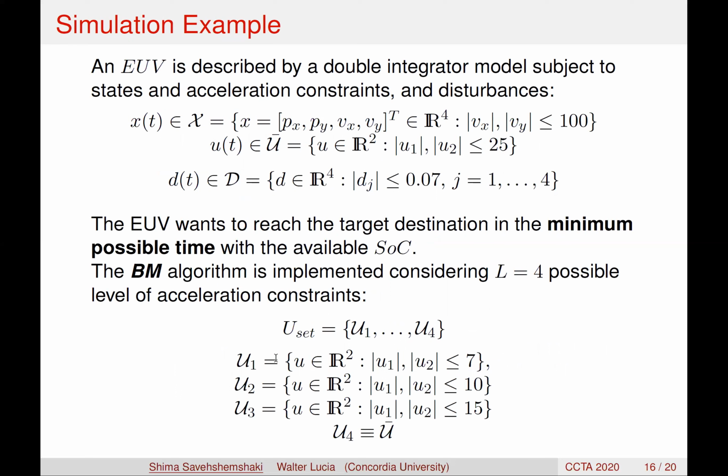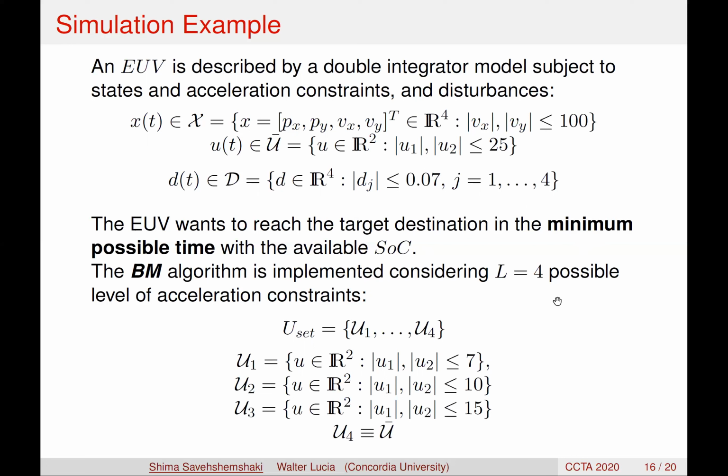In the simulation, a EUV is described by a double integrator model subject to different state and acceleration constraints and disturbances, as they are represented here. The EUV's objective in this example is to reach the target destination in the minimum possible time.